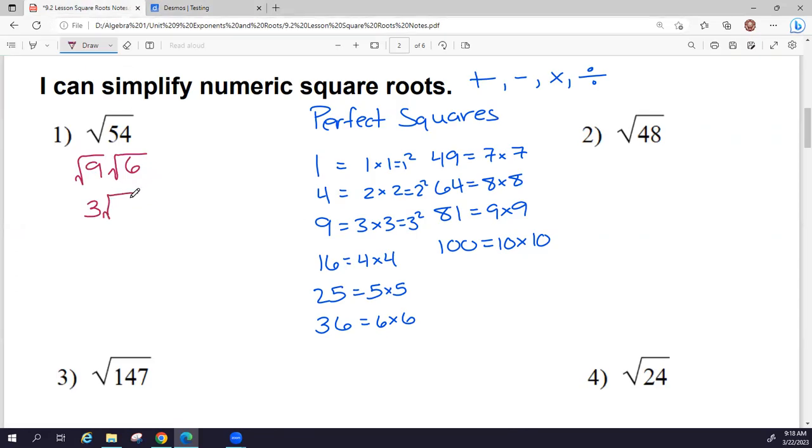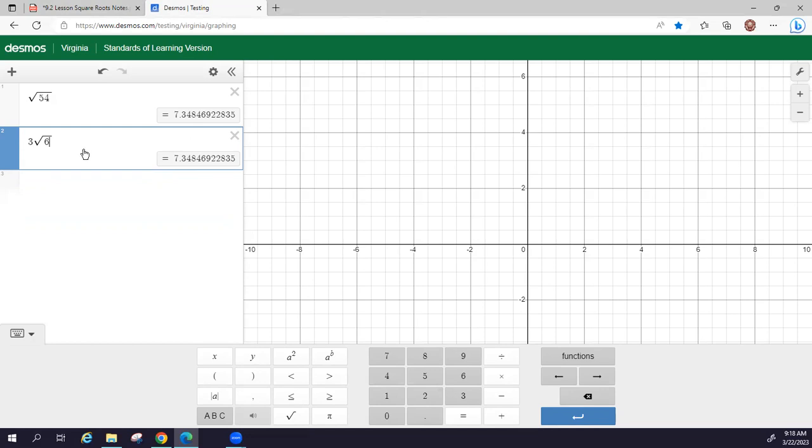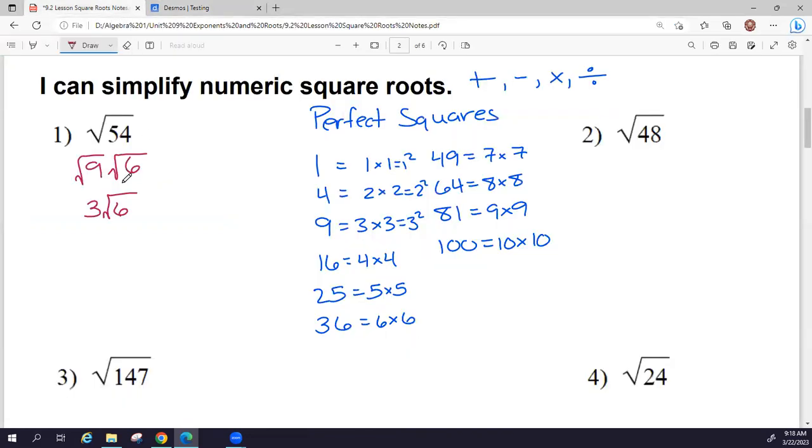We're going to leave it as the square root of 6. And 3 root 6 should be the same as we got for square root of 54. So if I actually type 3 square root of 6, you can see it's the same value as the square root of 54. We just wrote it in a simpler way. It might look more complicated, but in the math world, this is a simplified version of square root of 54. And that is our goal here.